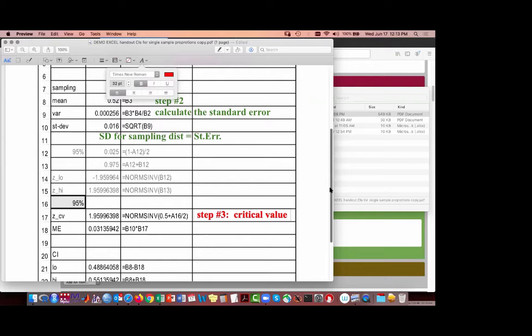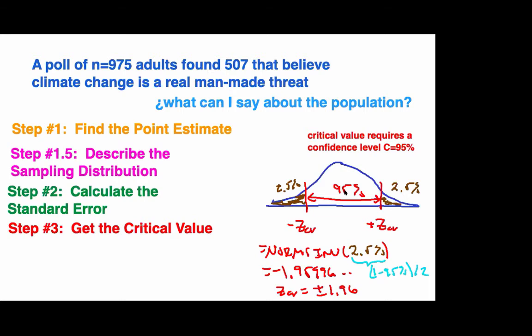Now from here, we calculate the margin of error. So the last step is to calculate the margin of error. The margin of error is our wiggle room. The margin of error is the amount that we're going to add to our interval.